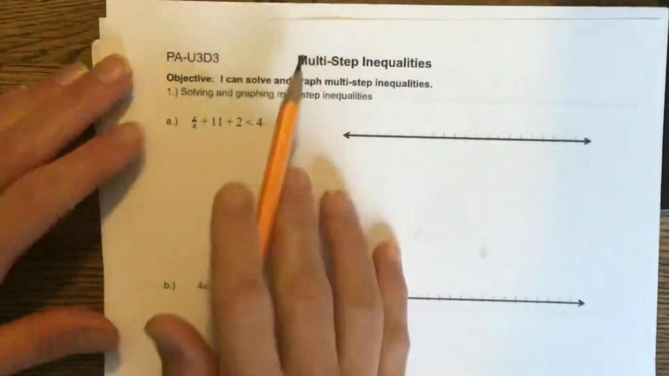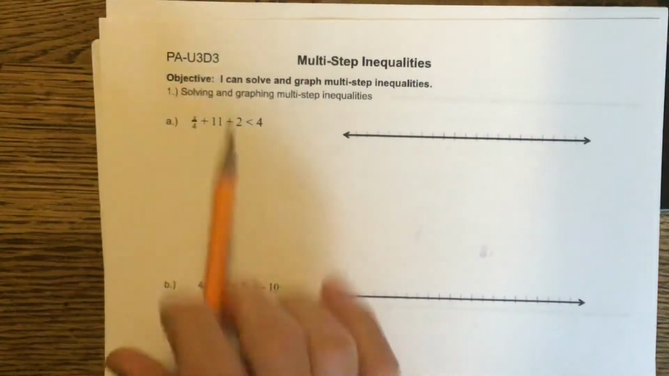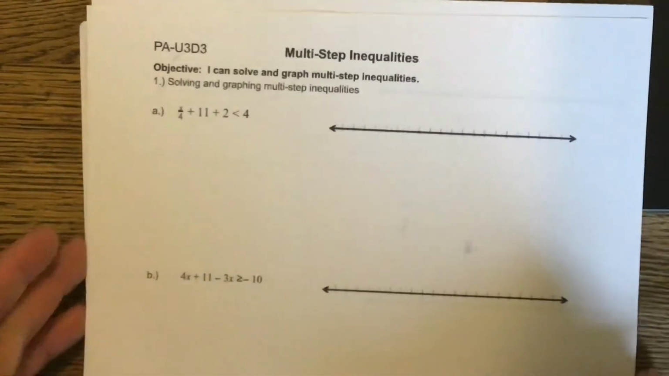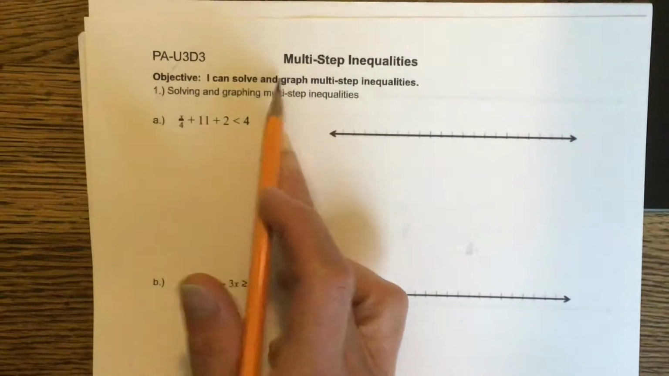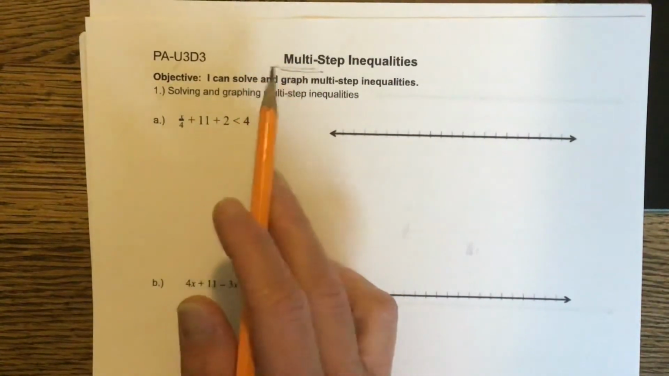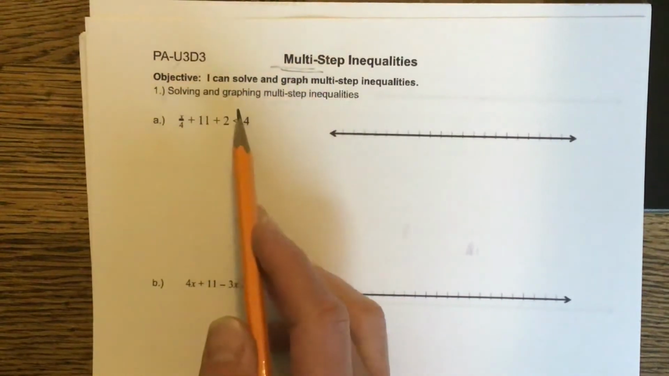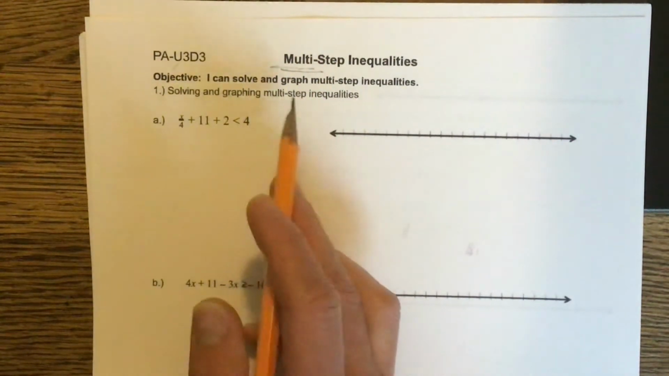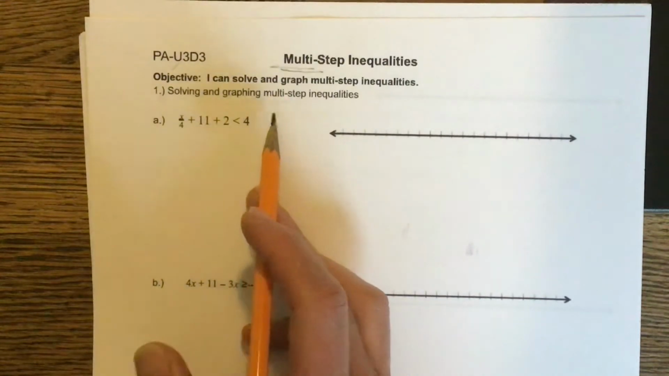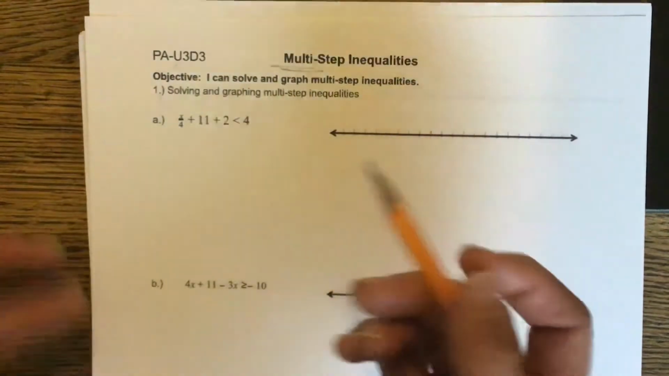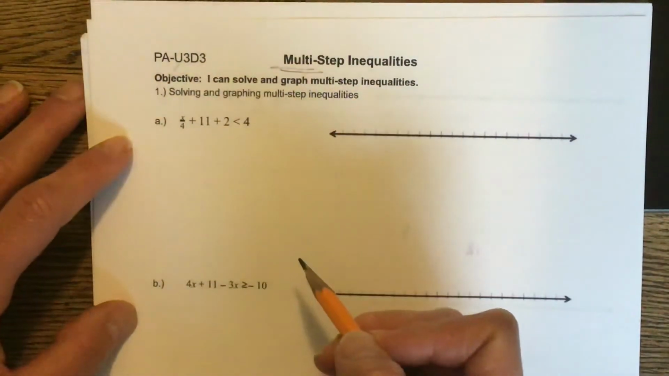Here we go. We've got pre-algebra, unit 3 inequalities, day 3, multi-step inequalities. So the difference here is multi-step. It's not just a 1 or 2, but more than 2. So that means that we're either going to be taking care of parentheses by distributing or combining like terms before we box the variable term.